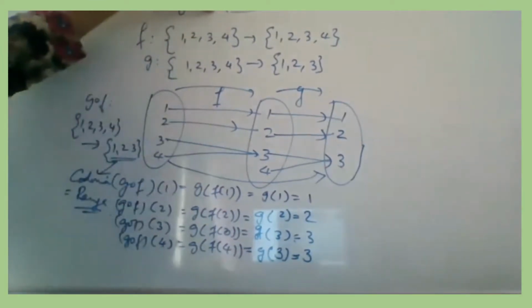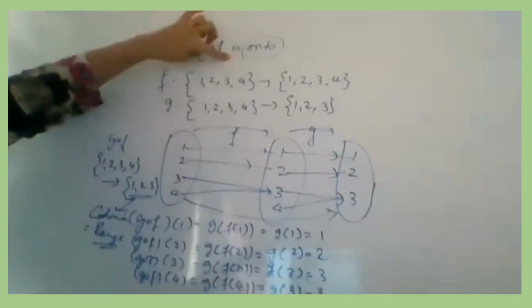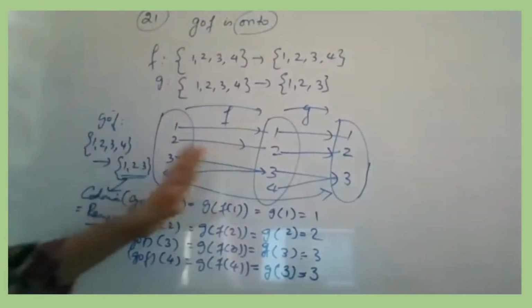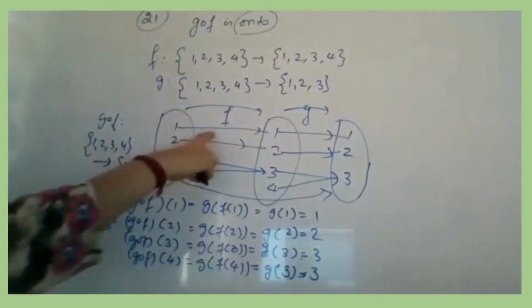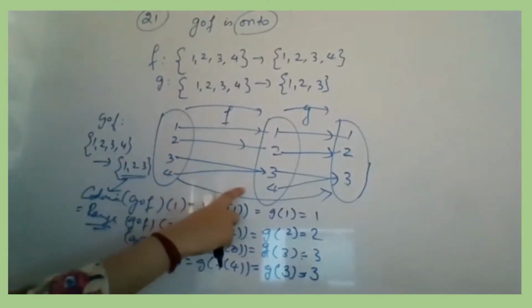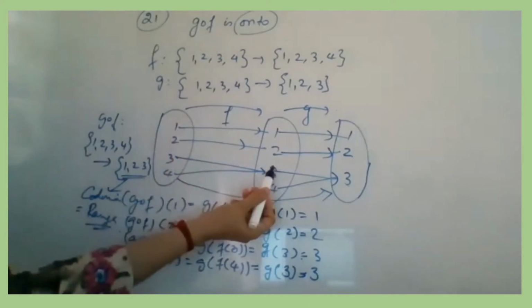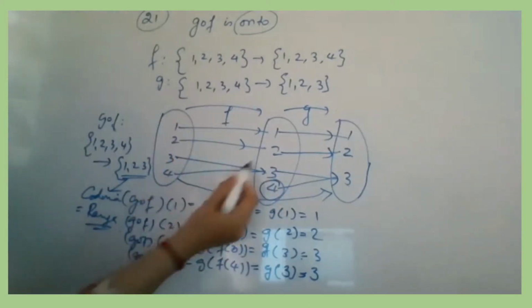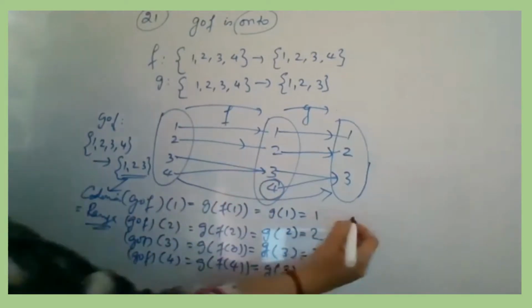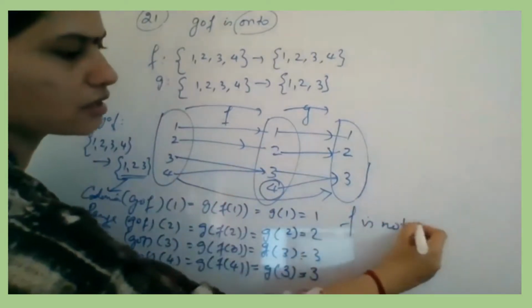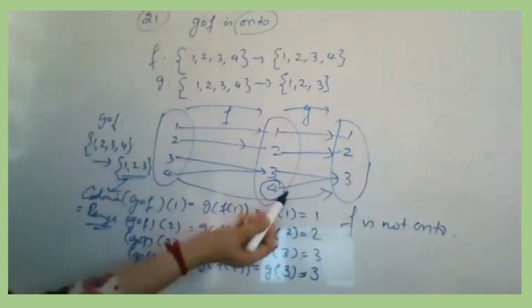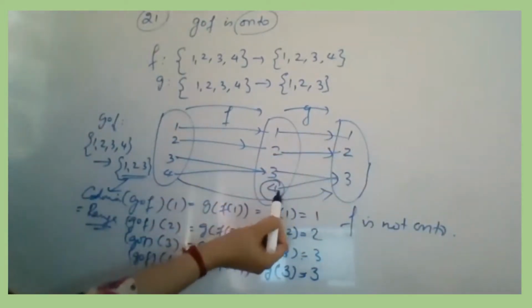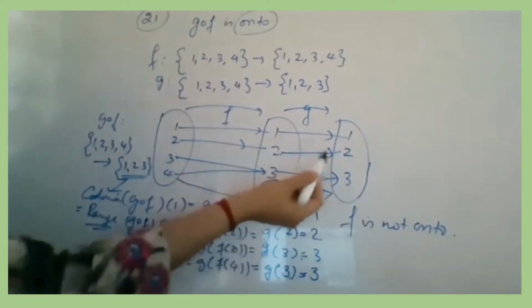The question says if G composition F is onto, you have to say whether both should be onto or not. Now we will go for the separate cases. See, is F onto or not? F is a function from this to this. One element is left behind, which is not having any pre-image here. So that means F is not onto. What about G? All the elements in the second set of G have a pre-image here. So you can say that G is onto.